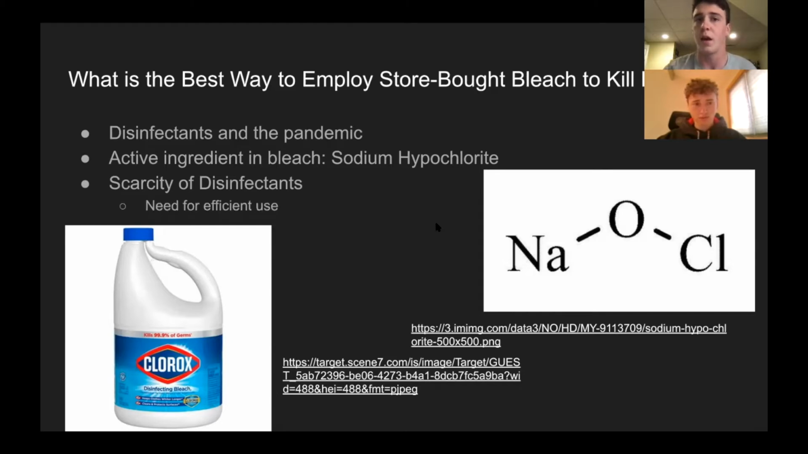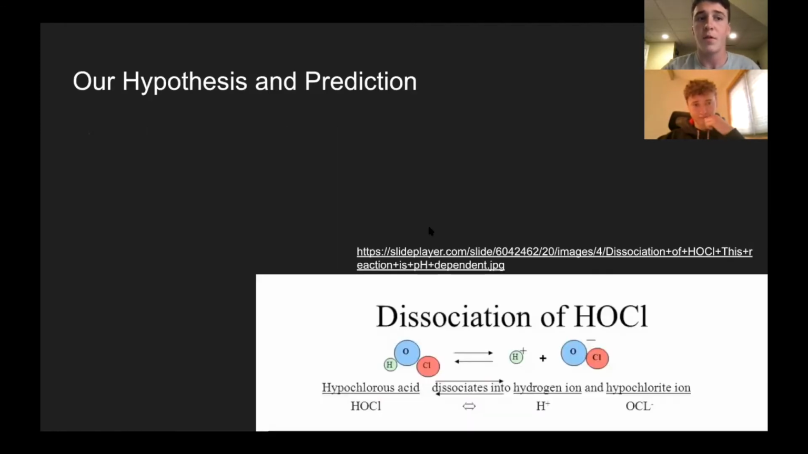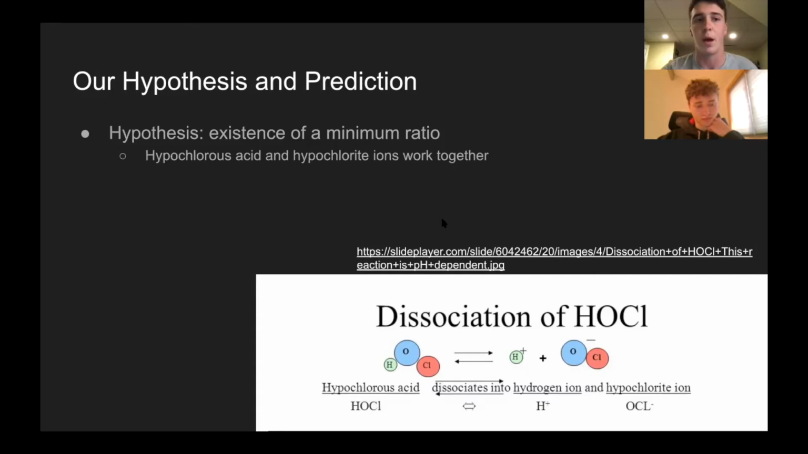Consequently, we set out to test the efficacy of four different concentrations of sodium hypochlorite to ascertain the most efficient way to use sodium hypochlorite. After significant research, Aaron and I hypothesized that there would be a minimum sodium hypochlorite to water ratio or concentration that would work most effectively to kill E. coli.